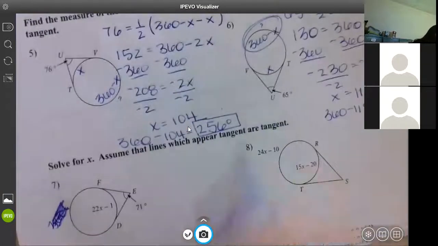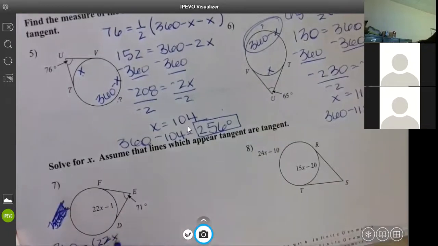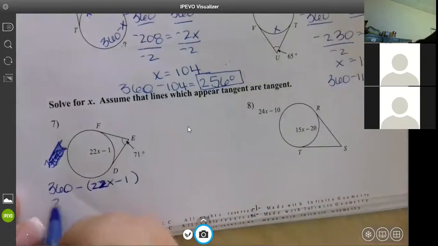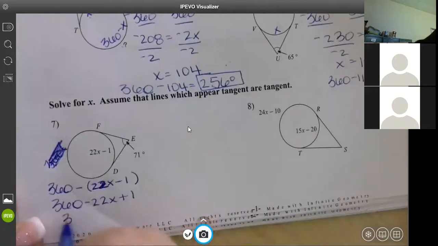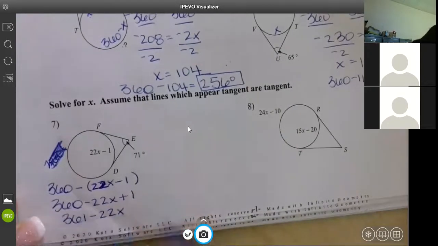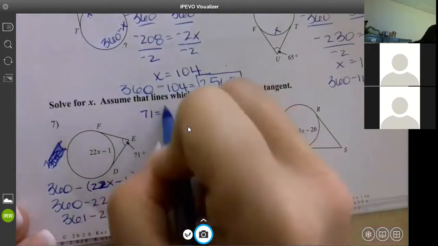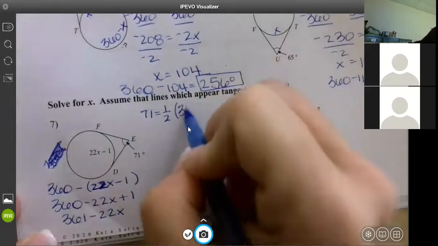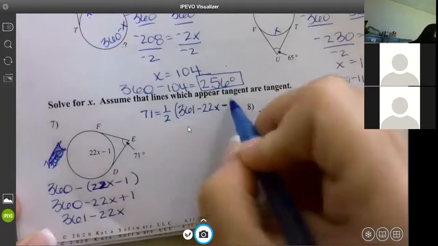Sorry, don't do that. Let me do it down here. 360, we're going to subtract 22x minus 1. That's where I'm talking about watch your distributions, okay? So this is actually going to be 360 minus 22x plus 1, or 361 minus 22x. So when you do your formula, angle equals 1/2 big, which is 361 minus 22x, minus your little.